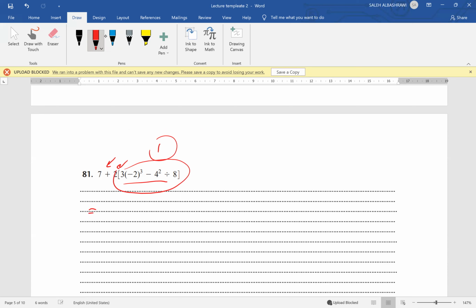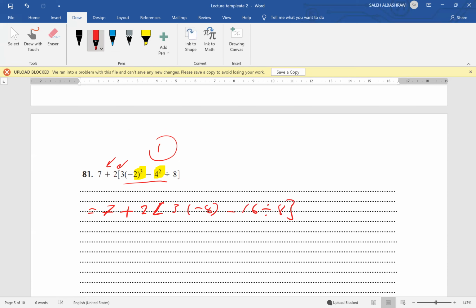So I will start with this one, make it 7 plus 2 multiplied by. We'll simplify what is inside the bracket. We have power, subtraction and division. So let's start with the exponents. I will have 3 multiplied by minus 2 to the power 3, which is equal to minus 8, minus 4 to the power 2 equal to 16, divided by 8. Now in the first step, I just evaluate the exponents.